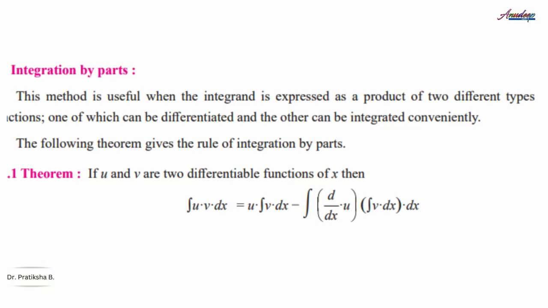Integration by parts. This method is useful when the integral is expressed as a product of two different types of functions, one of which can be differentiated and the other can be integrated conveniently. So the following is the formula that we make use of when we solve problems on integration by parts. Integral of u into v dx is equal to u integral v dx minus integral of d by dx of u into integral of v dx. So this formula is very helpful when we have two functions of x which are in product inside the integral.